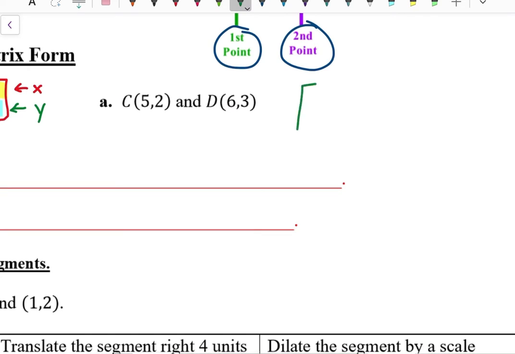Next one. Again, another 2 by 2 matrix. My x's are going to go on the top. So I'm going to have 5 and 6 on top. And my y's are going to go at the bottom. So that'll be 2 and 3. That's it.